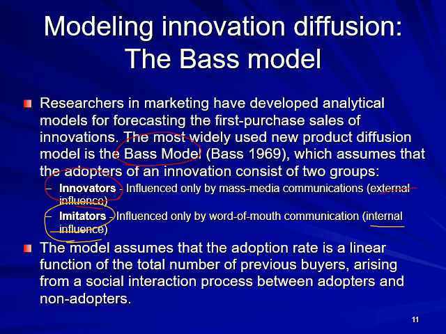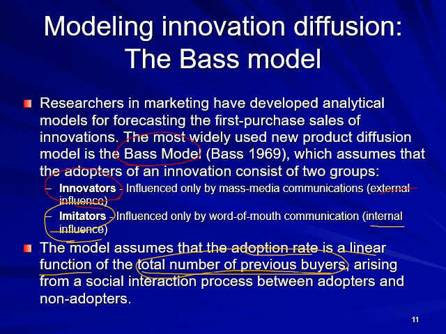Now, if you have these two types of people in the marketplace, then we're going to make a series of assumptions to be able to predict what's going to happen. And to keep it simple, we're going to assume that the adoption rate in any given time is going to be a linear function. Why linear? Because it's simple. Of the total number of previous buyers. So the more people that have bought the product in the marketplace, the more likely it is that somebody will hear a good thing about the product, and because of that, they will just be able to buy it. That's the assumption behind the model.